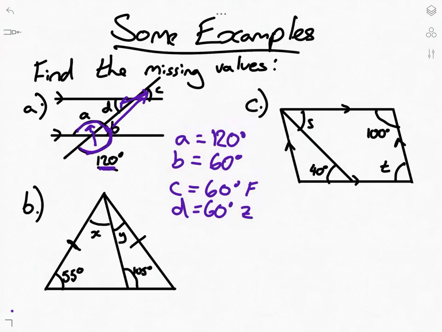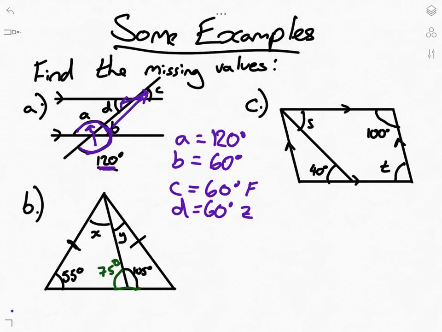So B now. We have a triangle split into two triangles on the inside. So we need to find X and Y. The way we do this is, if you're not sure where to start, just find out any angles you can. So we can find this one. It's angles on a straight line again. So 180 take away 105 is 75.